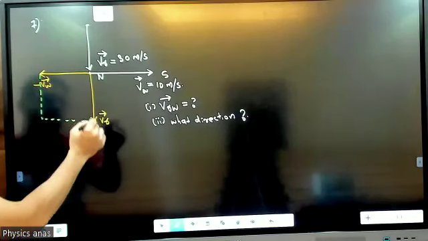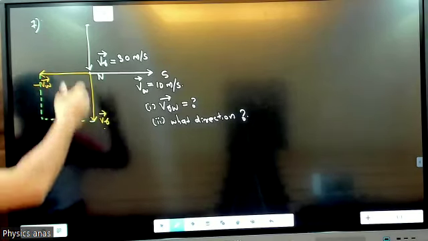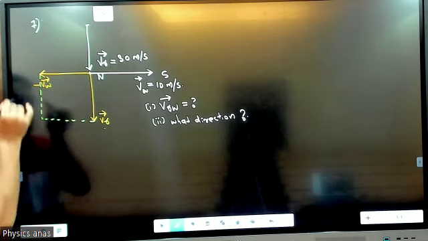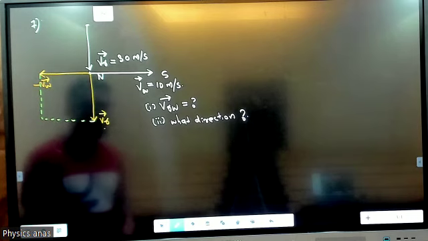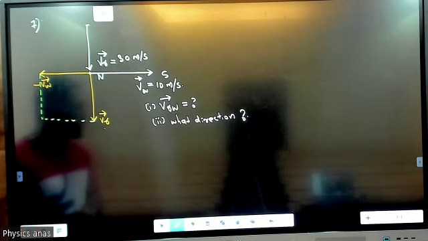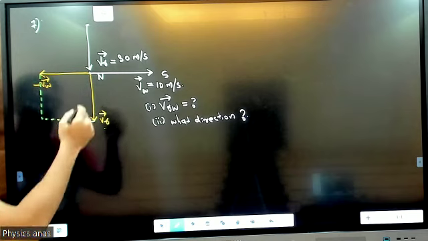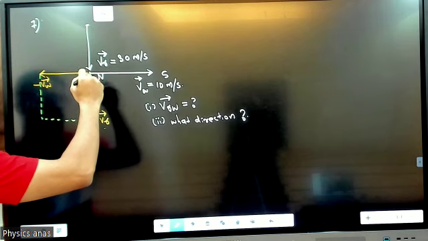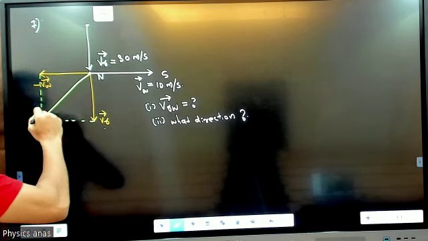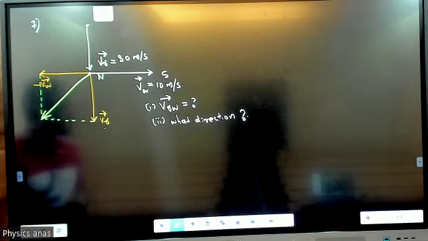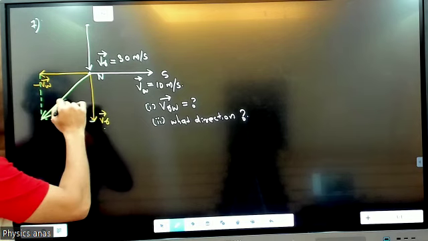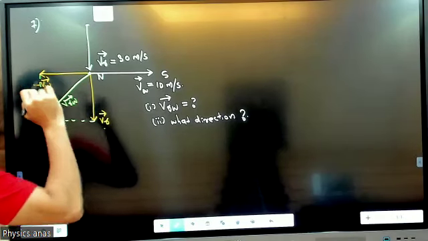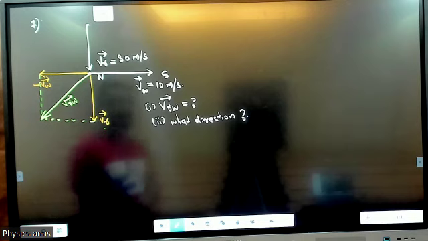So this is the velocity vector of rain, and this is the velocity vector of woman, but in the opposite direction. So you have to take it as minus VW. Now, what will be the resultant here? The resultant will be the diagonal of the parallelogram. It will be like this. So this resultant will be VRW.